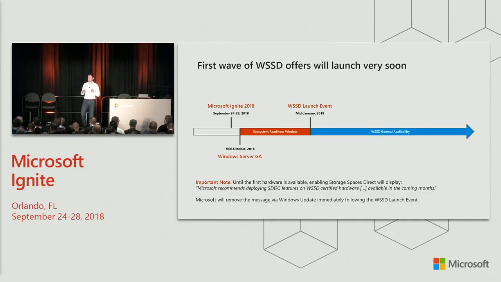We'll be launching the first wave of WSSD pre-validated offers for Windows Server 2019 early next year. So in mid-January, we're going to have a launch event for the first set of validated hardware on Windows Server 2019. For now, those other 50 offers are available for Windows Server 2016, and the partners, I know, are hard at work preparing for this launch event that's barely 3 months away now.